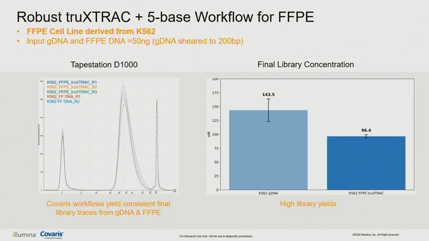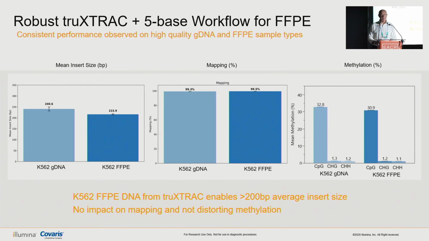You can see here it's very consistent, with the library traces you see to the left, and also the amount of library that we get out from this. So irrespective of whether it's genomic DNA or FFPE DNA, we can provide the workflows. And the QC metrics from the sequencing also show very robust data from the FFPE as well.